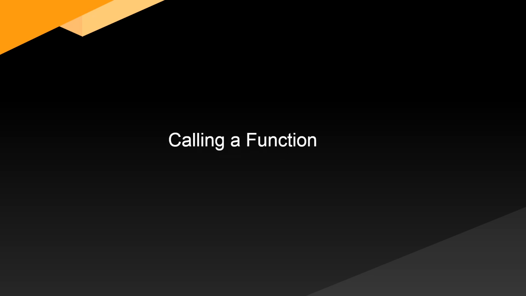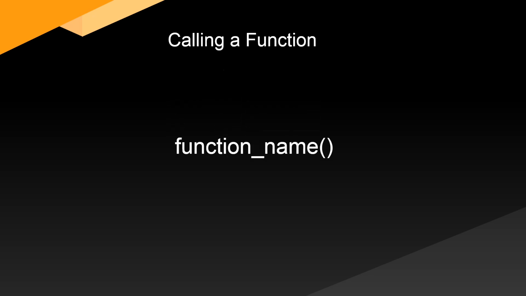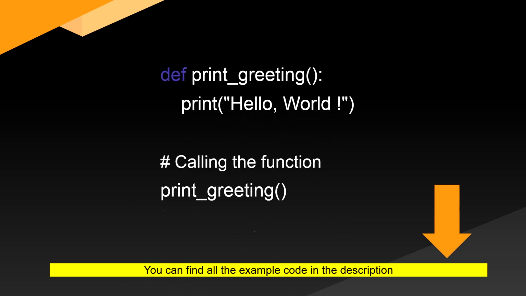To call a function in Python, you use the function name followed by parentheses. You can provide any required arguments inside the parentheses. Here's a simple example using a function named print_greeting. This function will print the hello world message when called from anywhere.